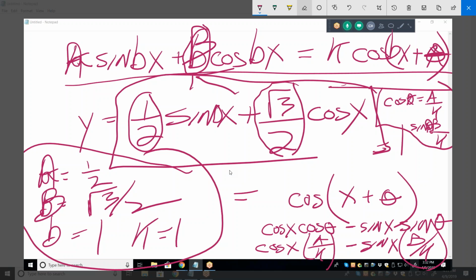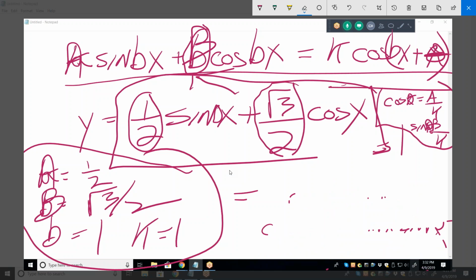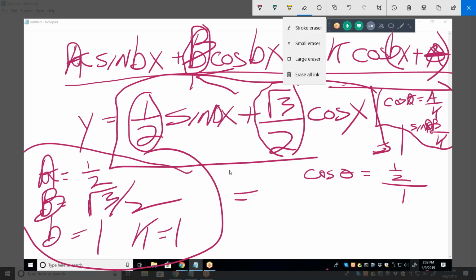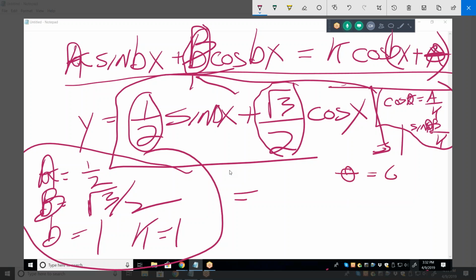So let me go backwards here. So cosine of theta equals 1/2 divided by 1. Is that correct? Yes, sir. Which is 1/2. Which means we know theta is 60 degrees. Yes, sir. So theta is 60 degrees.